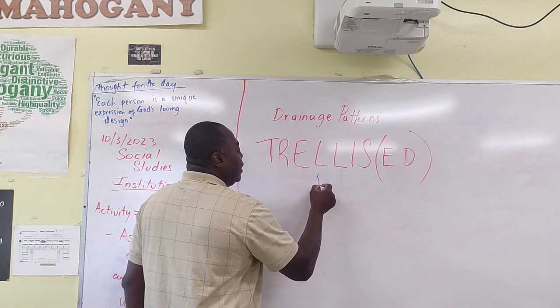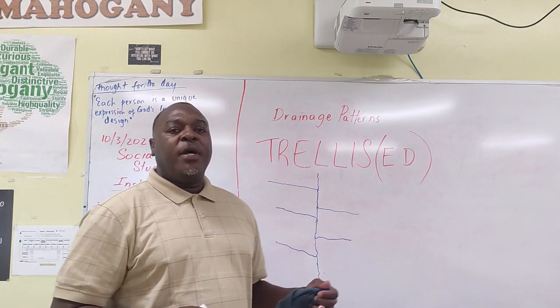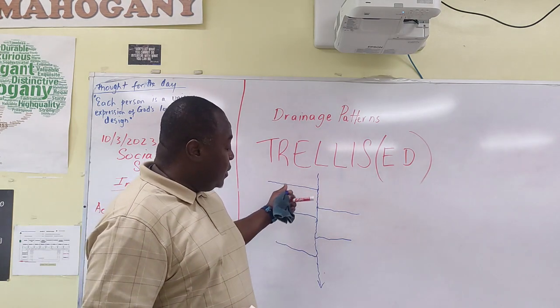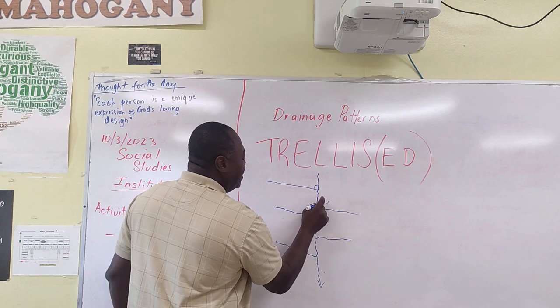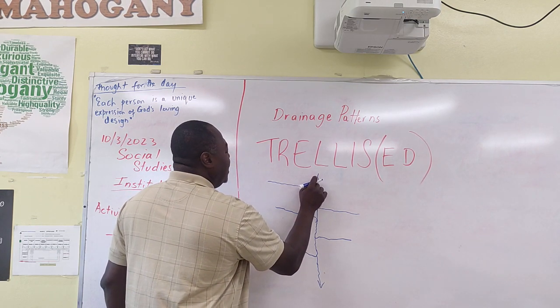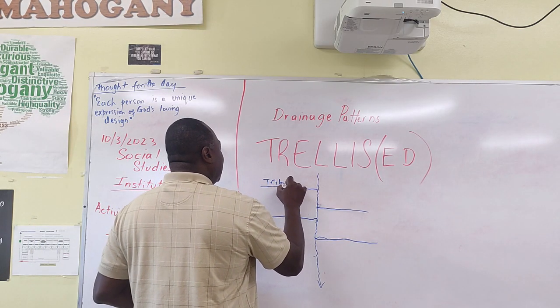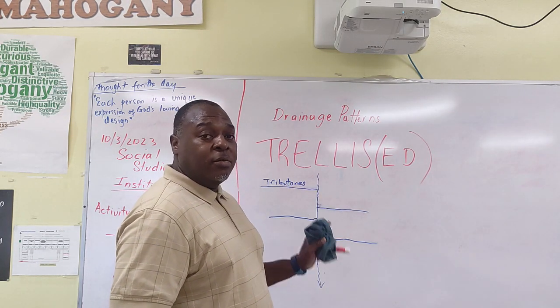drainage pattern where the tributaries join the main river at right angles. So as you can see, this is a 90-degree angle, this is a 90-degree angle here. It's very easy to draw, because once you do something like this, the examiner will know that you understand what the trellis drainage pattern is. So I hope you get my point. These are the tributaries, and they are joining the main river at right angles.